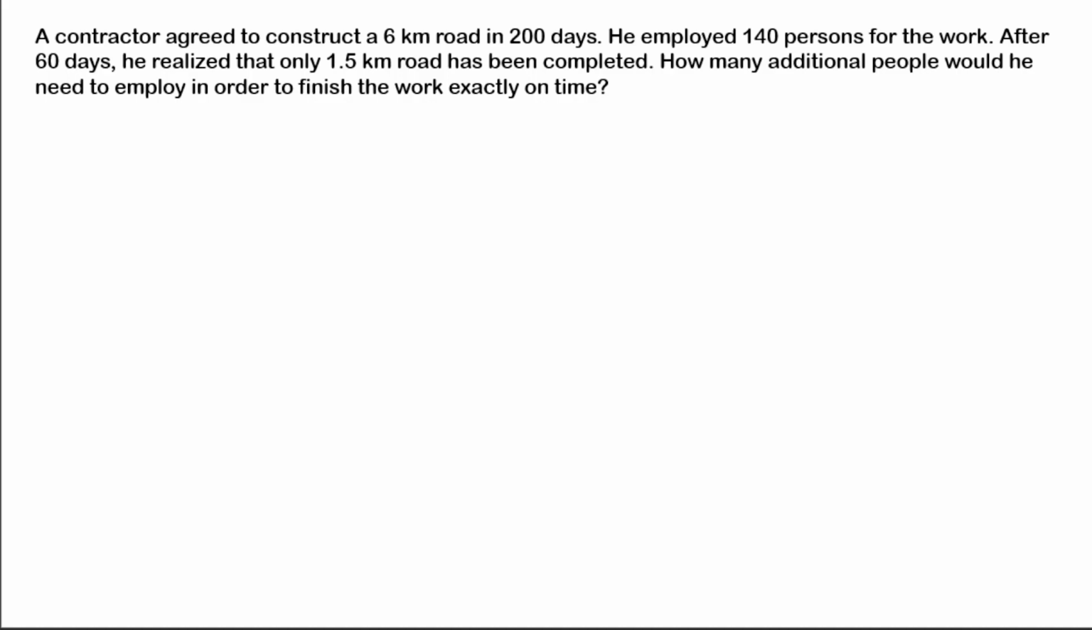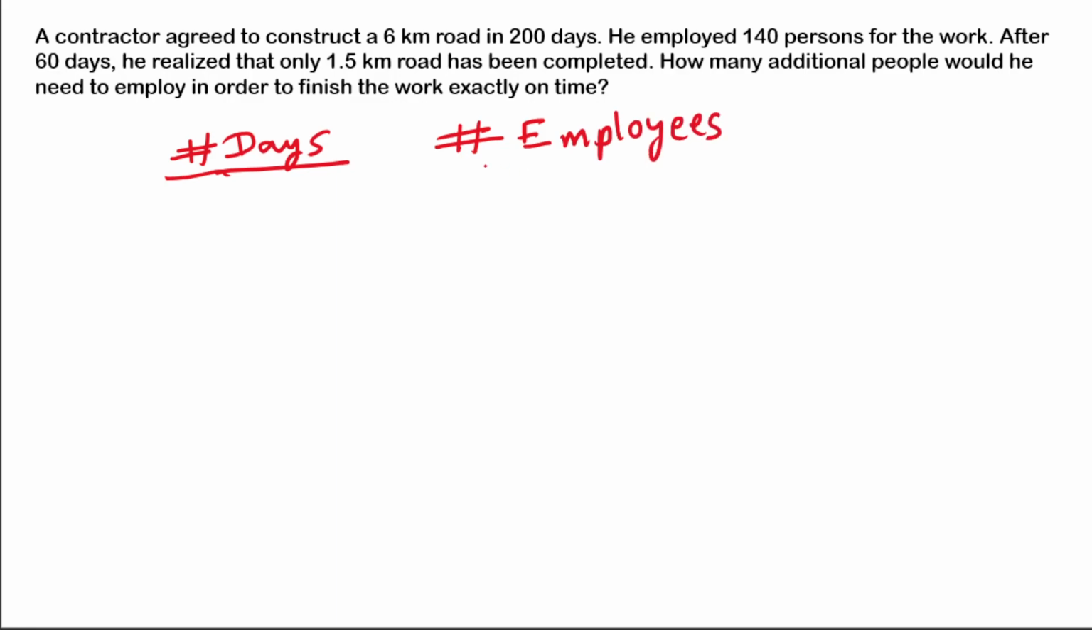So how we are going to solve it is, we will establish the relationships between each type of variable that you have. First of all, you have the number of days, which we will denote with a symbol. Now the number of employees, that is another. And the third one is the amount of work.